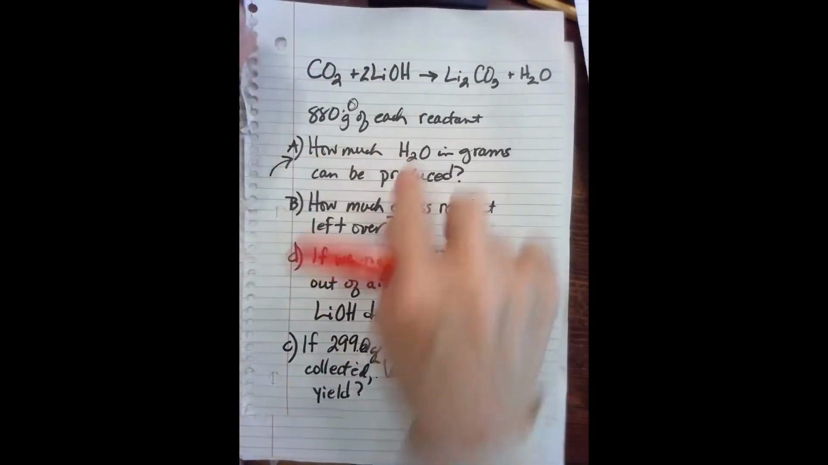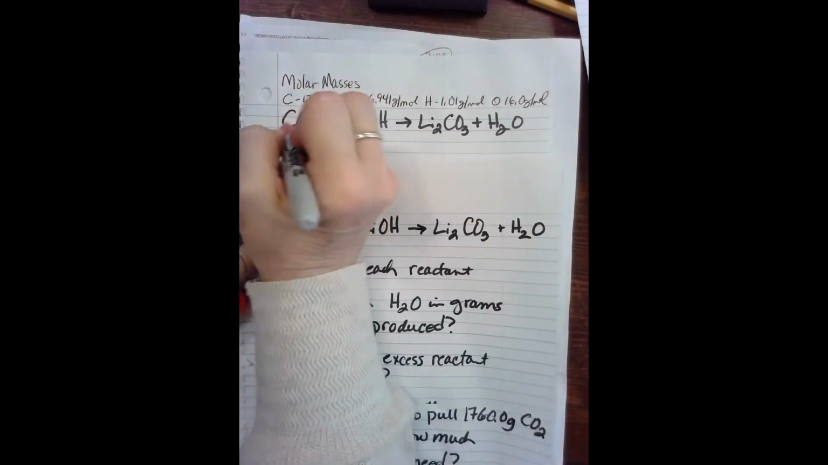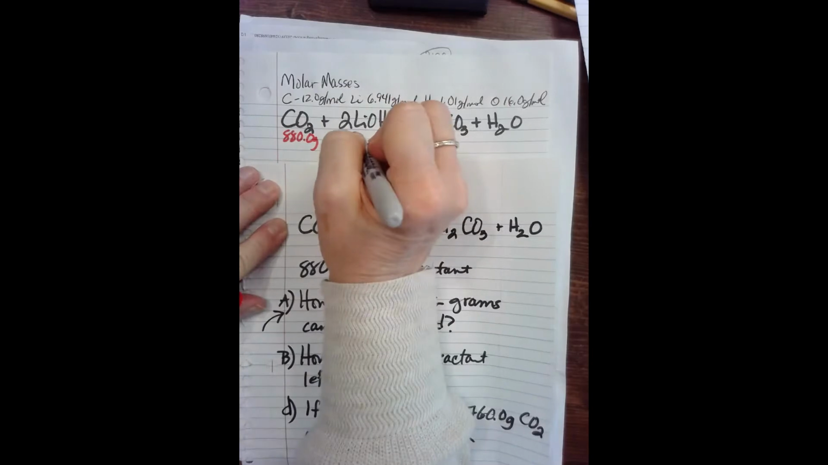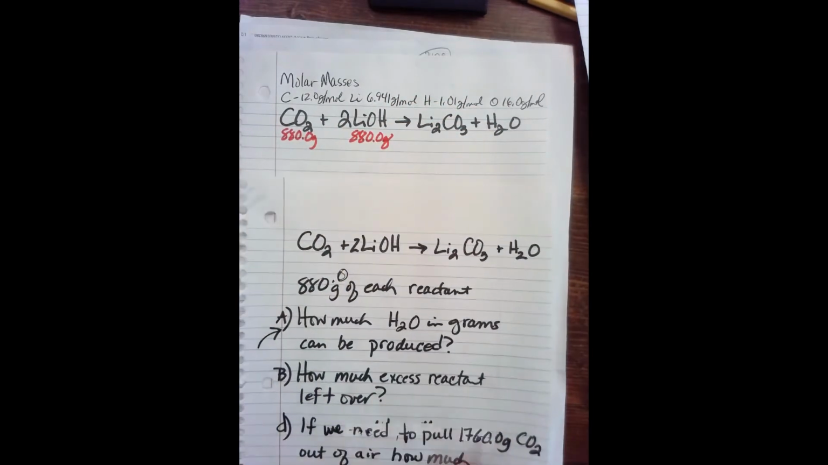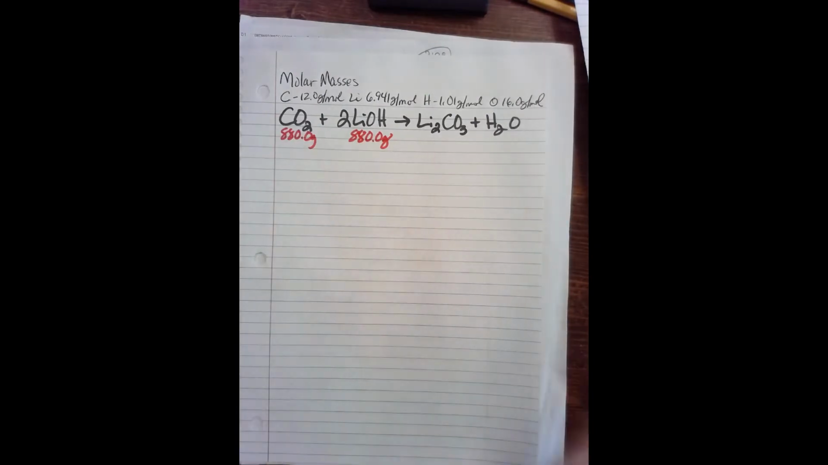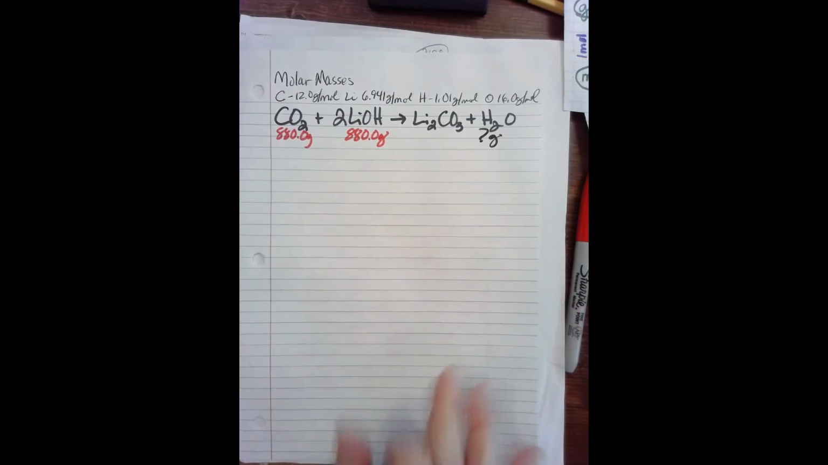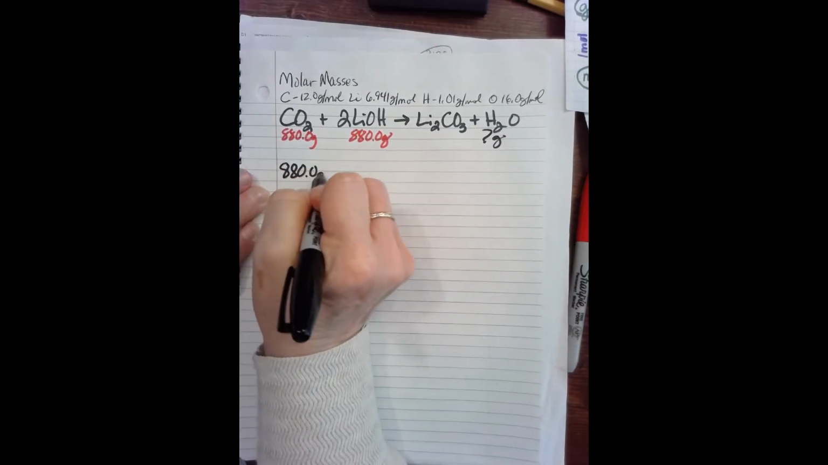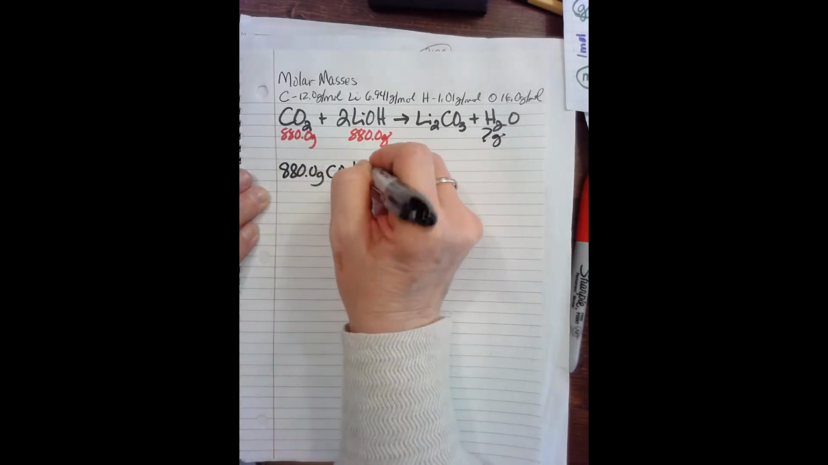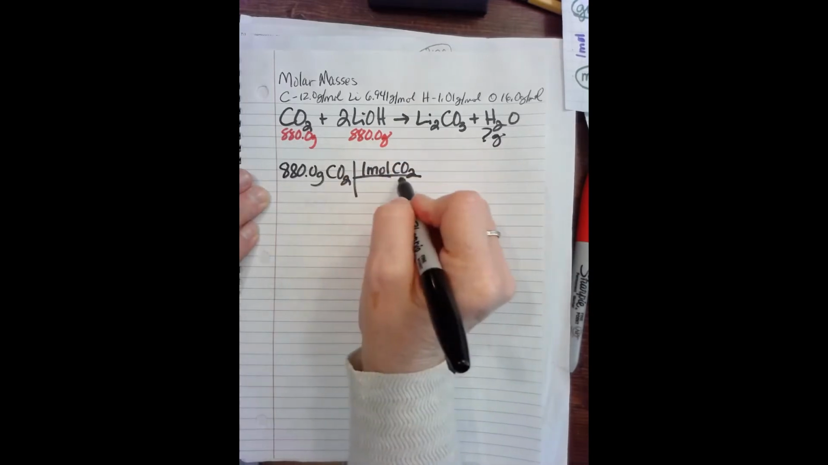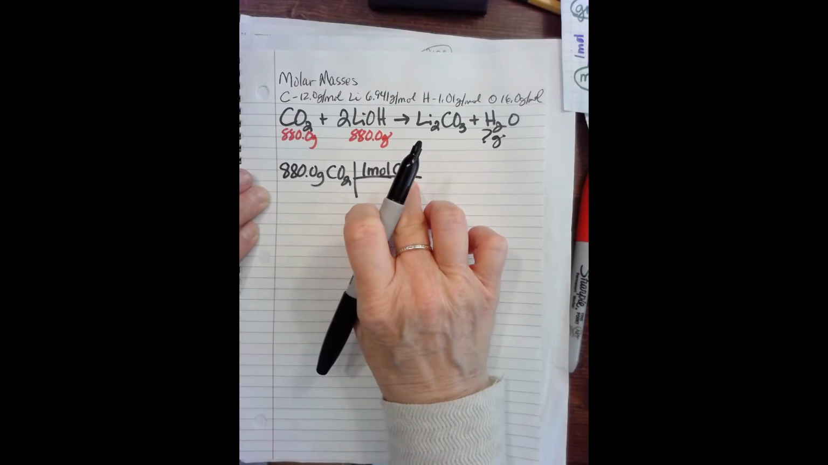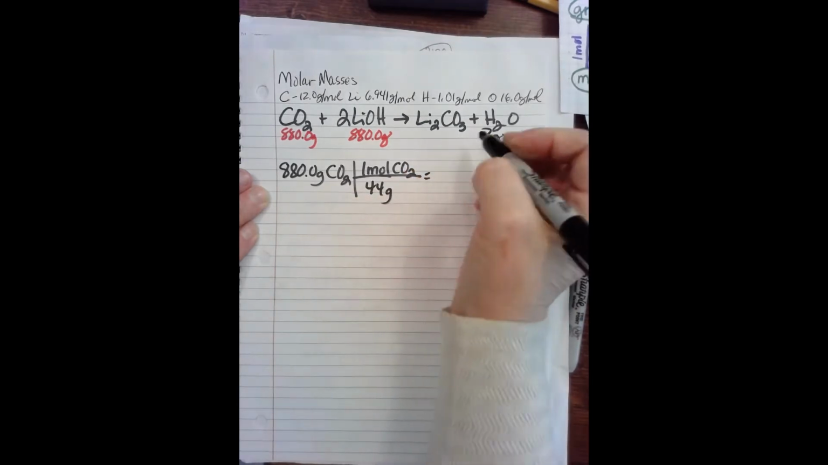So we'll notice here that we actually have two masses given to us, 880 grams of this one and 880 grams of this one. While this question does not explicitly ask us to find the limiting reactant, we have to intuitively know that we have to do that in order to answer the question, how many grams of water? We cannot do this if we don't determine the limiting reactant. So in order to do that, we take 880 grams of CO2, and we're going to convert that to moles CO2. The molar mass of carbon dioxide is 2 oxygens at 16 times 2 plus 12 is 44 grams. So this gives us a molar mass.